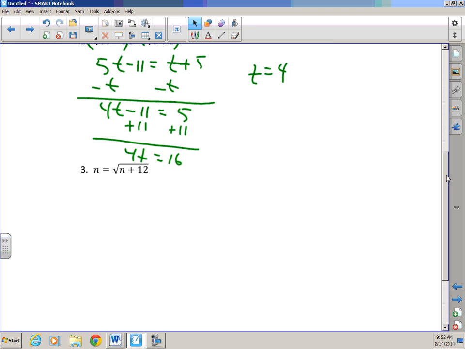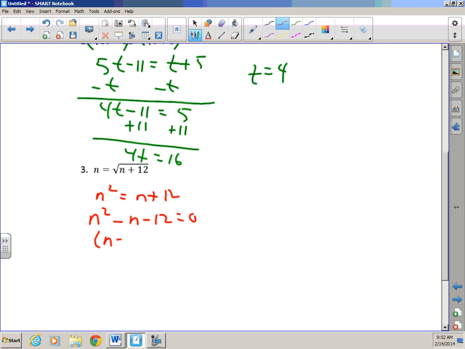And the next one, again, the radical is already isolated, so I square both sides. I get n squared equals n plus 12. Hopefully you're saying to yourself, I have a quadratic equation, so that means I have to set it equal to 0. I have to factor using, in this case, I am. And I get as my answers n equals 4 and n equals negative 3.